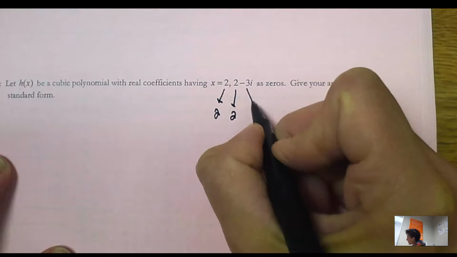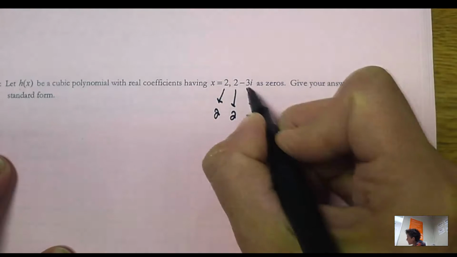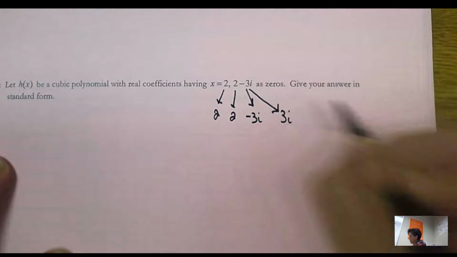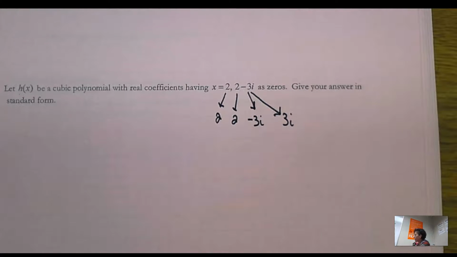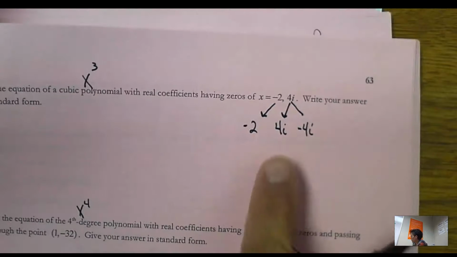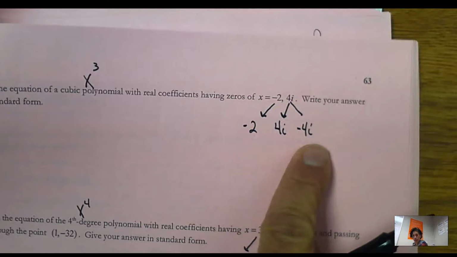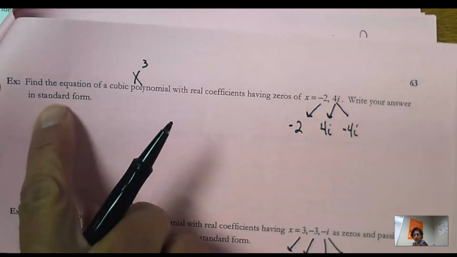But when they start to give you an imaginary one, they're leaving out the other one that goes with it. There's always a positive and a negative of them. But since we don't graph imaginary numbers, they usually don't worry about writing them both down. All right? So what we're going to do is write the factors for this, and then turn it into standard form.